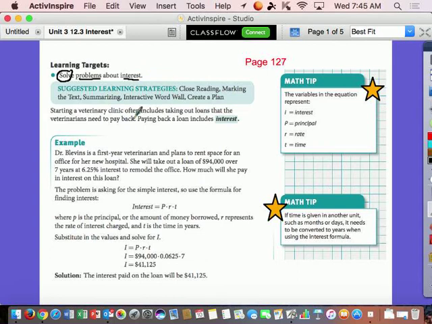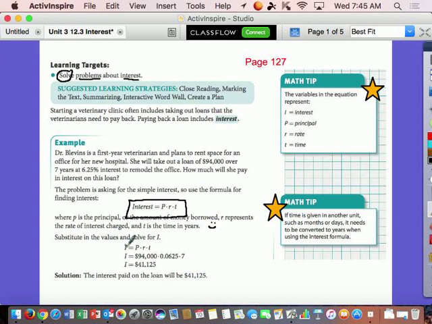So we're talking about a veterinarian. Let's go through this first example together. This doctor's a first-year veterinarian. She wants to rent a space for an office for her new hospital. She'll take out a loan for $94,000 over 7 years at an interest rate of 6.25% to remodel. This is a very real problem. So here's our formula. I, interest, equals P, principal, times R, rate, times T, time. And it explains it right here below for you, what those numbers are.